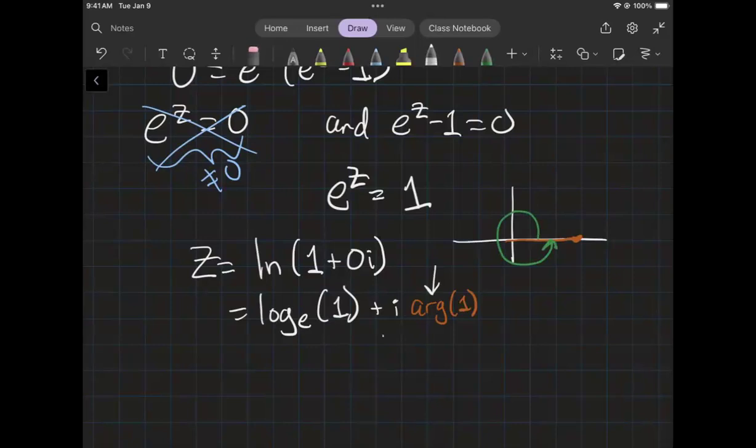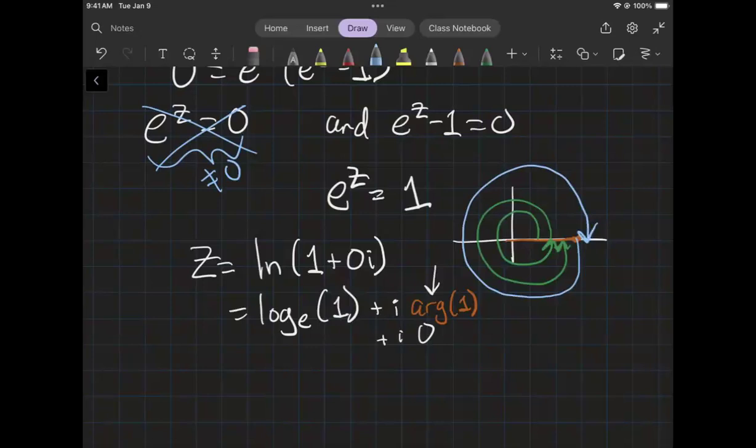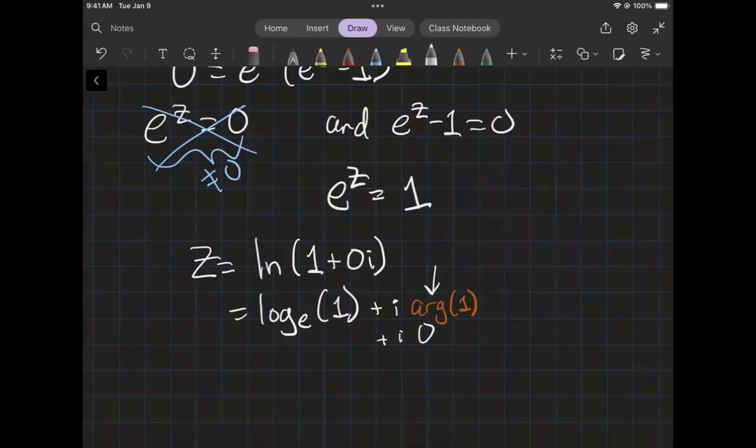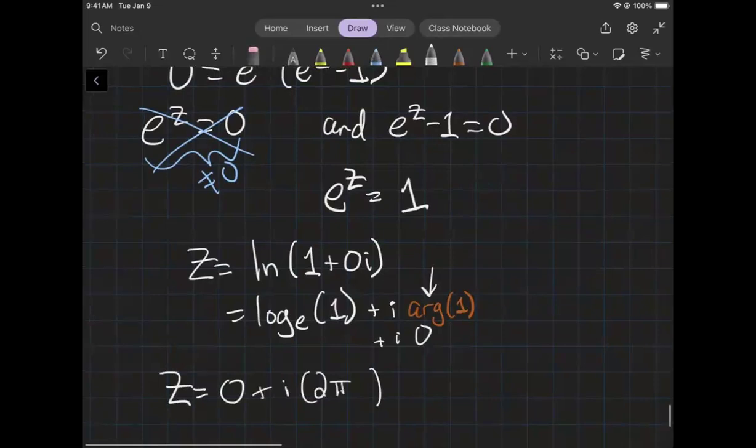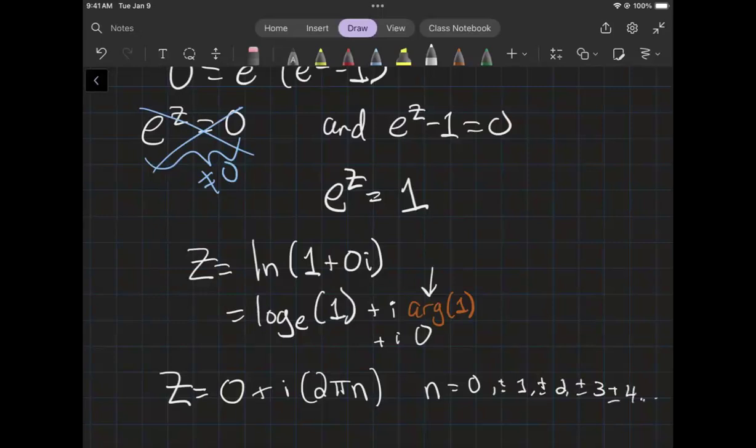So this is i times 0 here. Also, if we rotate 4 pi radians clockwise, we'll also get 0, and it also works for the counterclockwise direction. So going clockwise 2 pi radians, we still get an angle of 0 radians, and minus 4 pi radians also gives 0. So this would be 0 plus i times 2 pi n, where n is equal to 0, plus or minus 1, plus or minus 2, plus or minus 3, plus or minus 4, and so on.